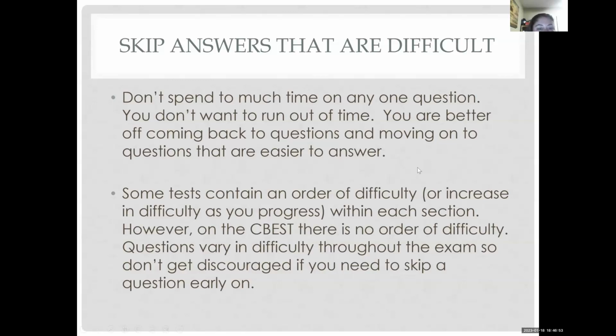Some tests contain an order of difficulty or increase in difficulty as you progress within each section. However, on the CBEST, there is no order of difficulty.